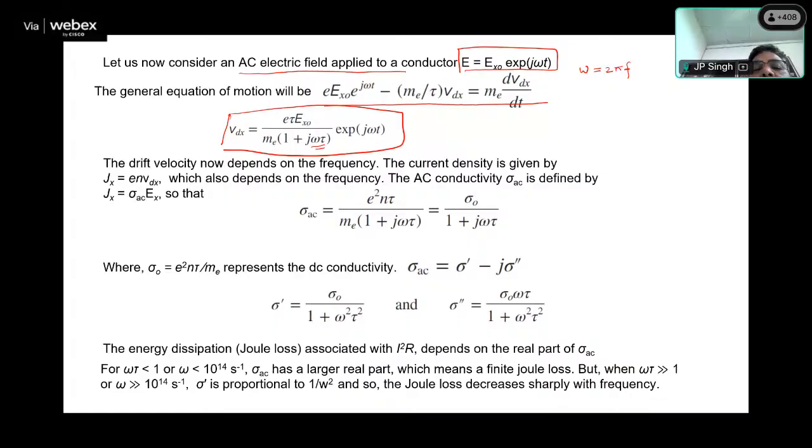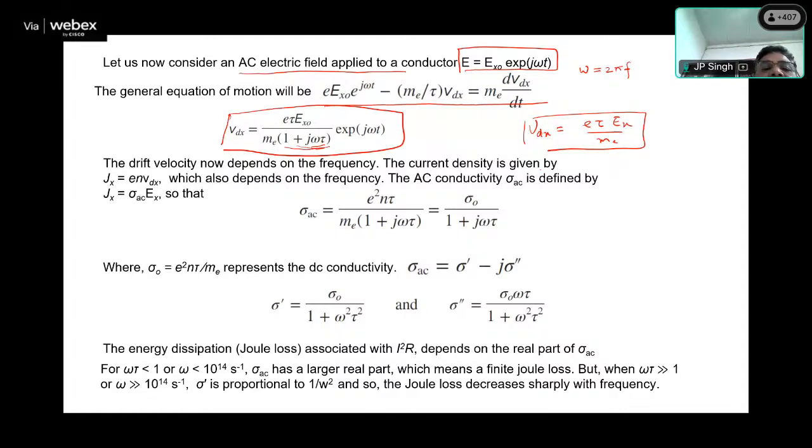Whereas you remember, before, in the DC case, the drift velocity was simply E tau E_x by m_e. So that was the drift velocity. But now it has got some frequency dependent term here. Now the drift velocity depends on frequency.